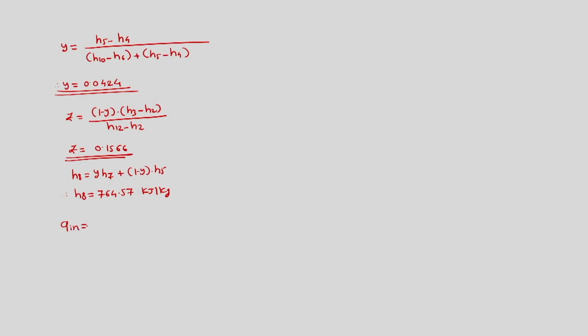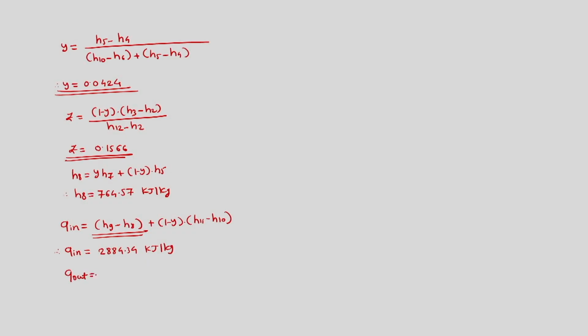So, Q in is equal to H9 minus H8, which is in the boiler, plus in the reheater, which is 1 minus Y into H11 minus H10. Putting all the numbers, we get Q in as 2884.34 kilojoule per kg.